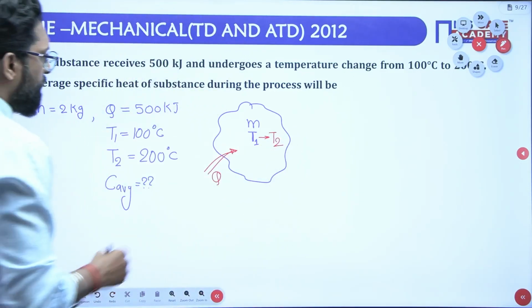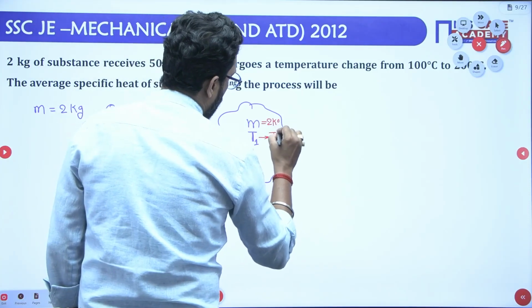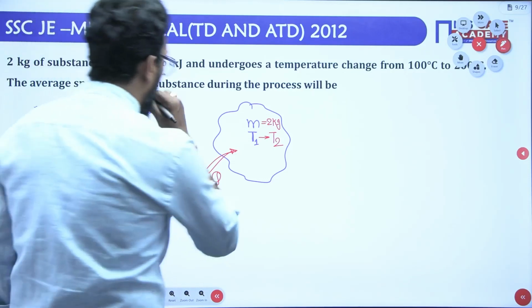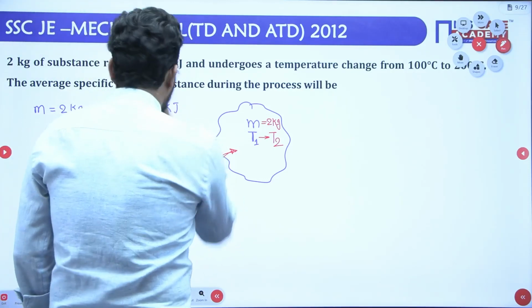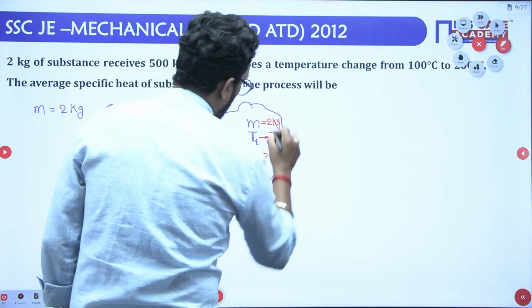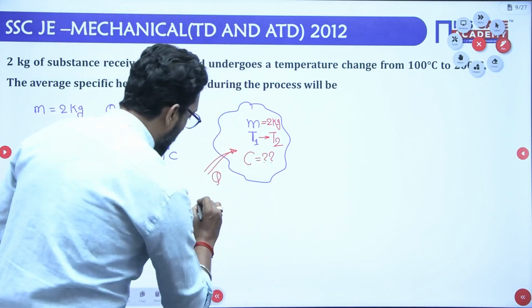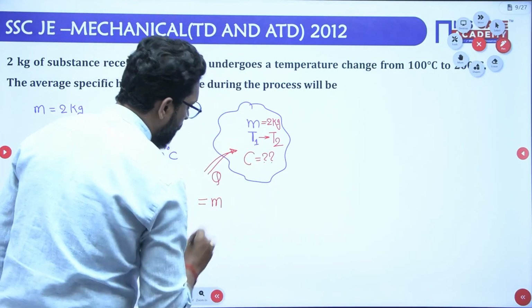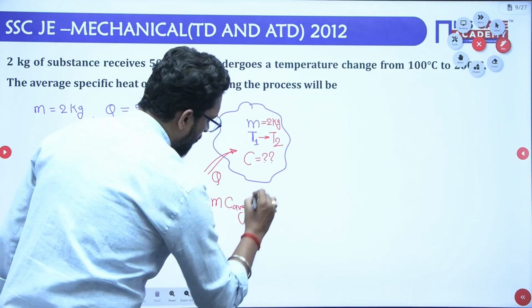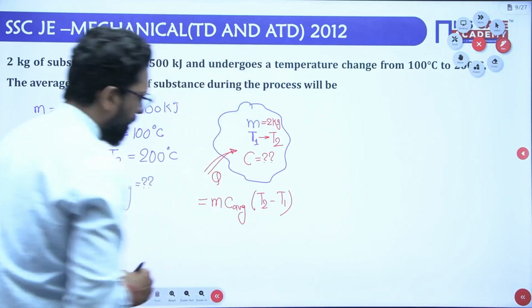Okay, the system mass is 2 kg. So the temperature change is there. So what is the C value, the specific heat over the entire range of temperature? So what is the heat? It will be the mass of the system, C average, into the final temperature minus the initial temperature.